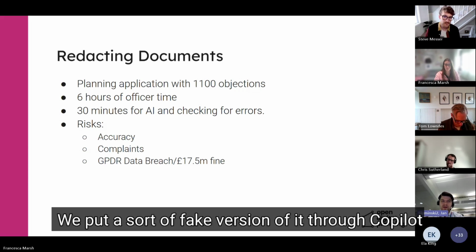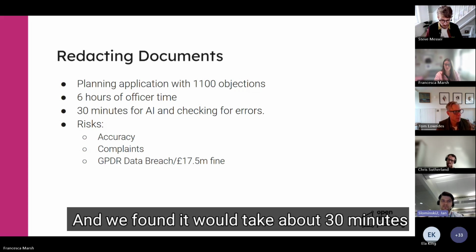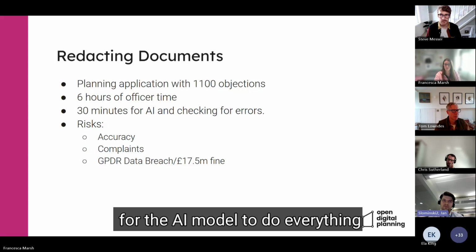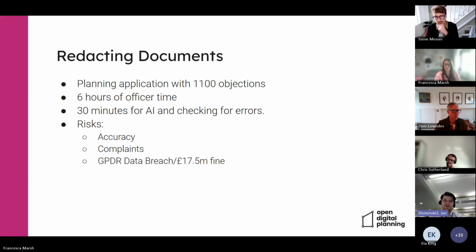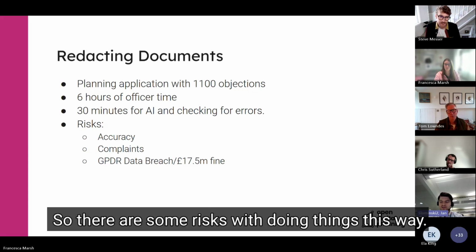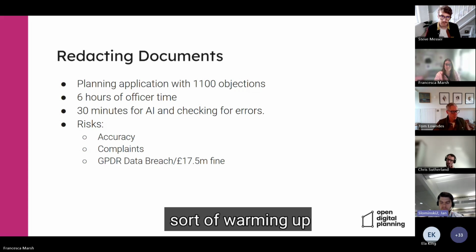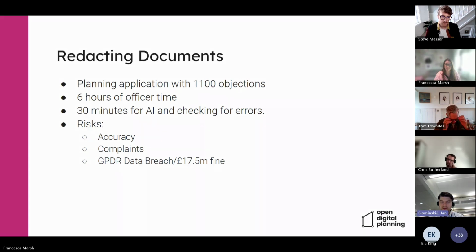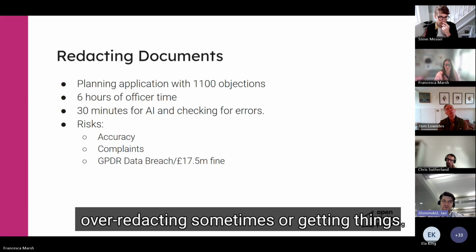We put a fake version of it through Copilot because we didn't want to be putting real data through. And we found it would take about 30 minutes for the AI model to do everything, and for someone to then have a quick skim through and check whether it's actually got it right or not. So there are some risks with doing things this way. Firstly, the AI models needed a bit of warming up and very clear instructions. And the second thing that we found, which I'll show you, is that they're slightly over redacting sometimes or getting things wrong.